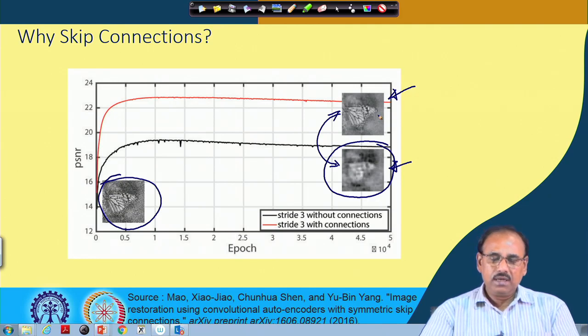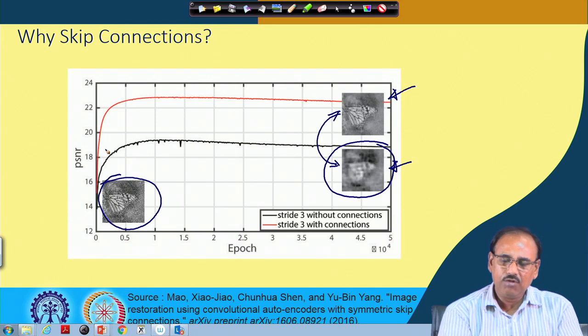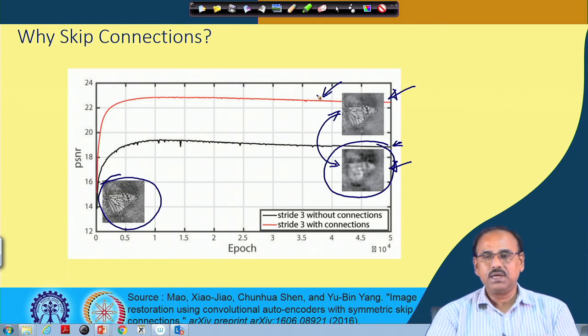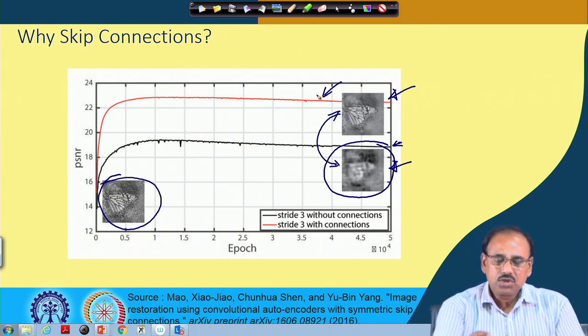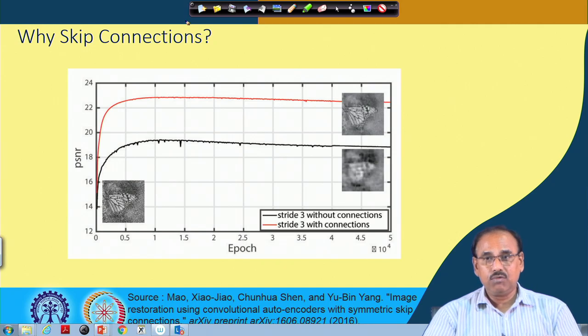And it is also visible in terms of improved PSNR. You find that without skip connection the PSNR is very poor, and when you use the skip connection the PSNR value is quite large. So, this skip connection helps both for improvement of the quality of the restored image as well as it helps in training of the neural network.